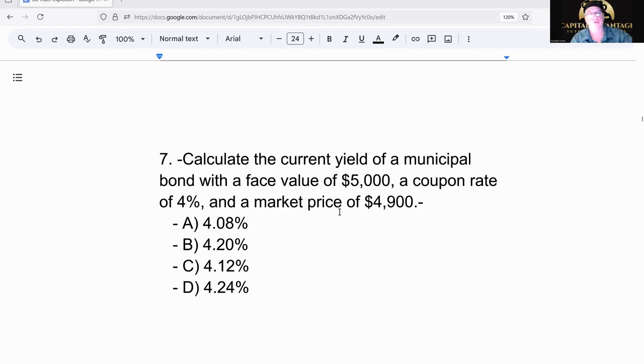Okay, again, look at this. Face value of 5,000, price of 4,900. That's a discount bond. So I'm going to do 5,000 times 0.04 equals 200, divided by 4,900. That gives me 4.08. Letter A.